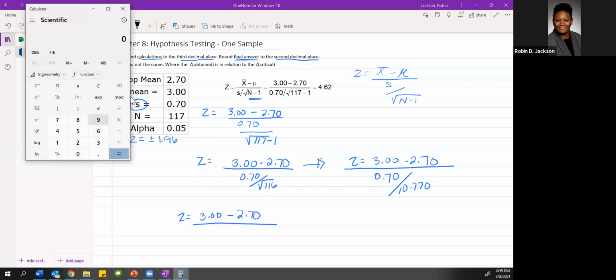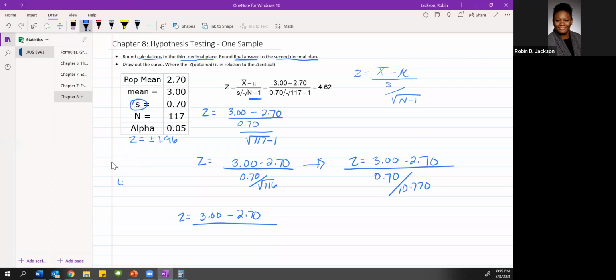All right, let's clear everything out. So I have 0.70 divided by 10.770. That is going to give us 0.064. Well, that 4 is actually, I'm just going to write down the 4. I'm going to write everything down to the 4th decimal, and then I'll show you why I put the number that I put here. All right, so that number is 0.0649.